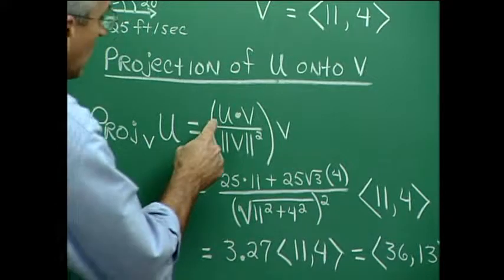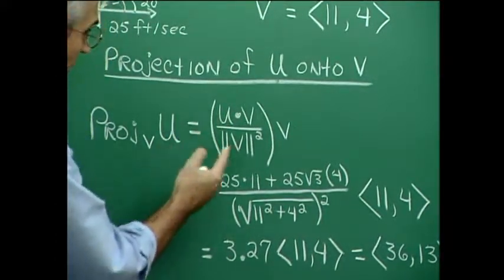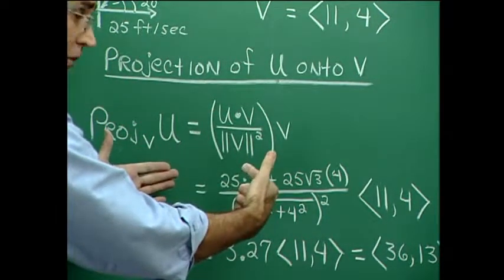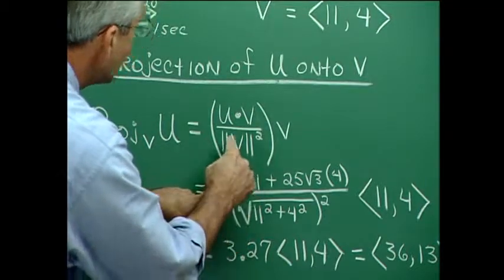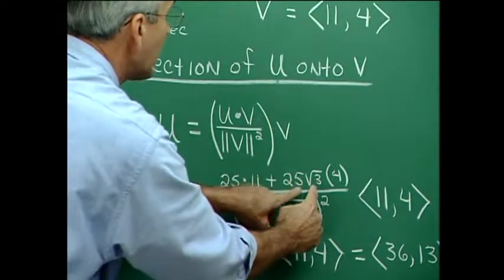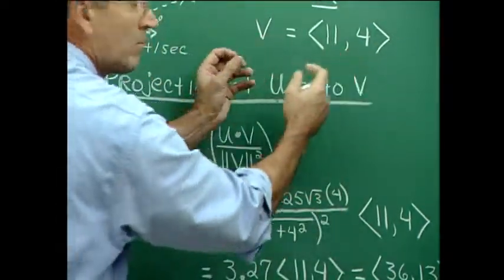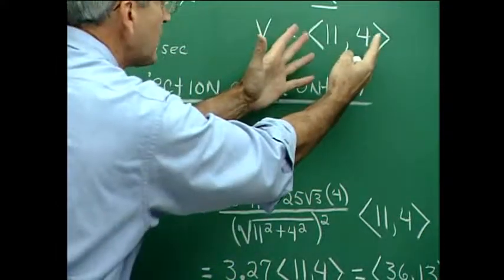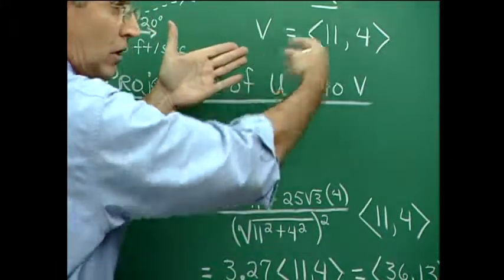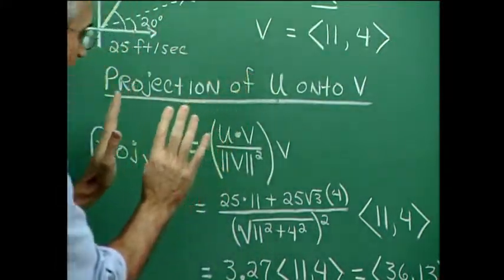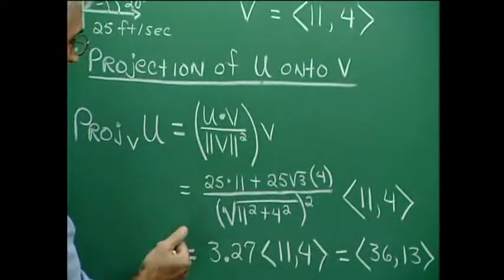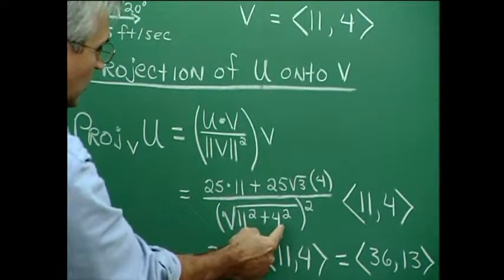All right, let's see what happens. We have the dot product of U and V. Remember, U was 25 for the horizontal component, 25 root 3 for the vertical component. So it's 25 times 11, where the 11 comes from here, plus 25 root 3 times 4. I'm just using 11,4, but it's just for reference. I could use another combination of numbers here that would become a vector along that 20-degree angle. Okay, so that's the idea. Now the magnitude of V, again we're using V as 11,4, so it's the square root of 11 squared plus 4 squared, and all of that is squared.